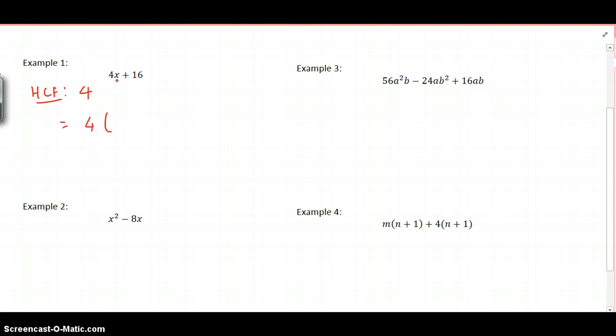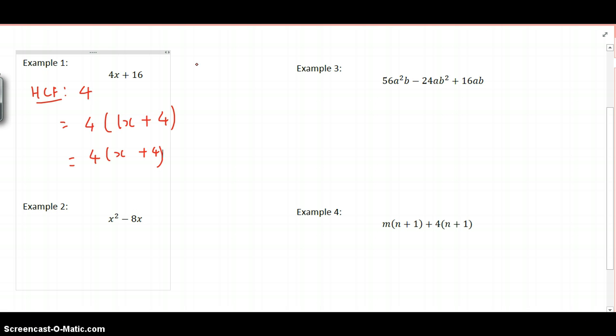Now we go through the divisions. What is 4x divided by 4? 4x divided by 4 is 1x. And what is the other side going to be? What is 16 divided by 4? It's going to be 4. Now this can also be written as x plus 4, because we don't usually write the 1 in front of the x.